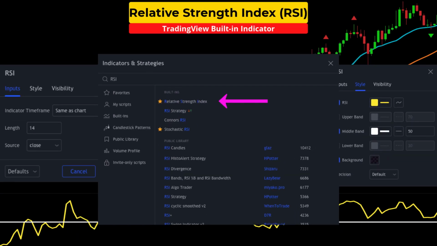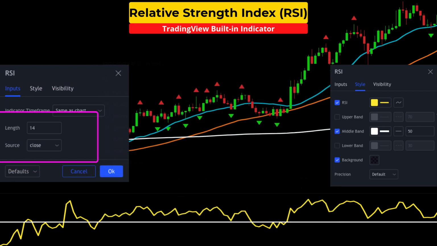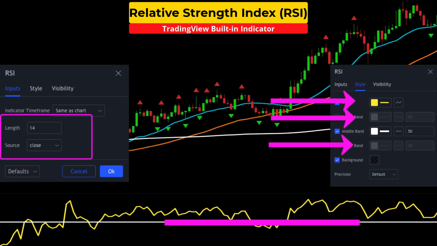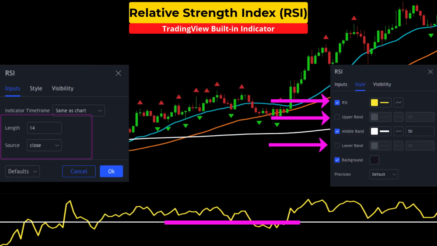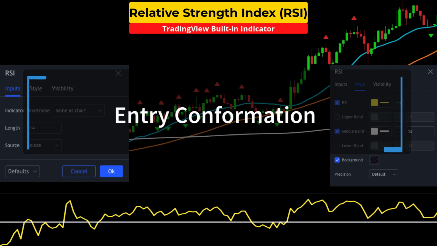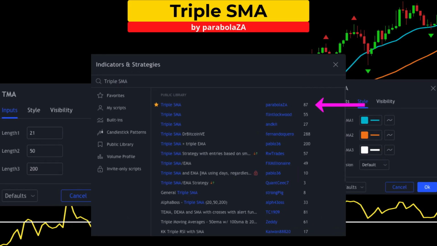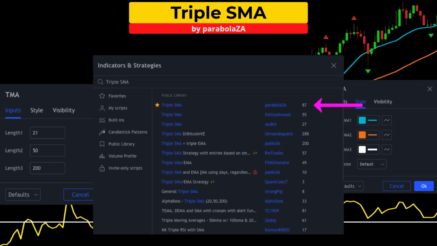The first indicator is the Relative Strength Index. The rules call for the inputs to be kept at default. I am going to color it in yellow, in addition to removing the upper and lower bands, coloring the middle band in white, and setting it to 50. The RSI is an extremely popular momentum oscillator, and in this system, we are going to use it for entry confirmation. The second free TradingView indicator is the Triple Smooth Moving Average.